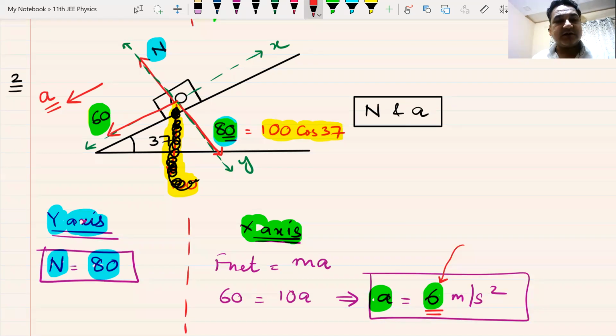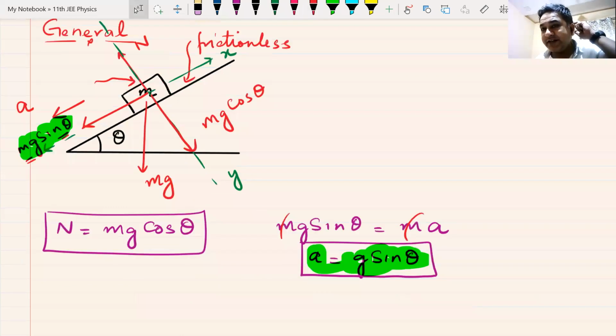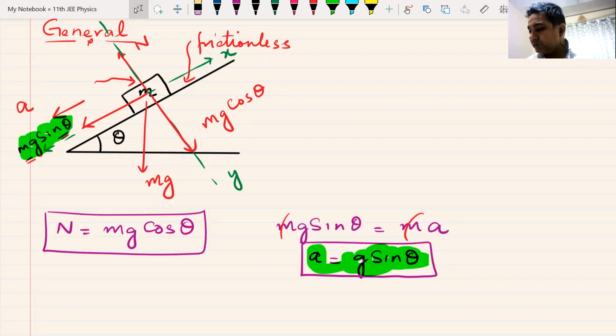Do we understand this? What I have told you? Acceleration for this particular case will always be g sin theta. It does not depend on the mass. Whatever mass you keep, it will always remain g sin theta. Shall we move ahead?